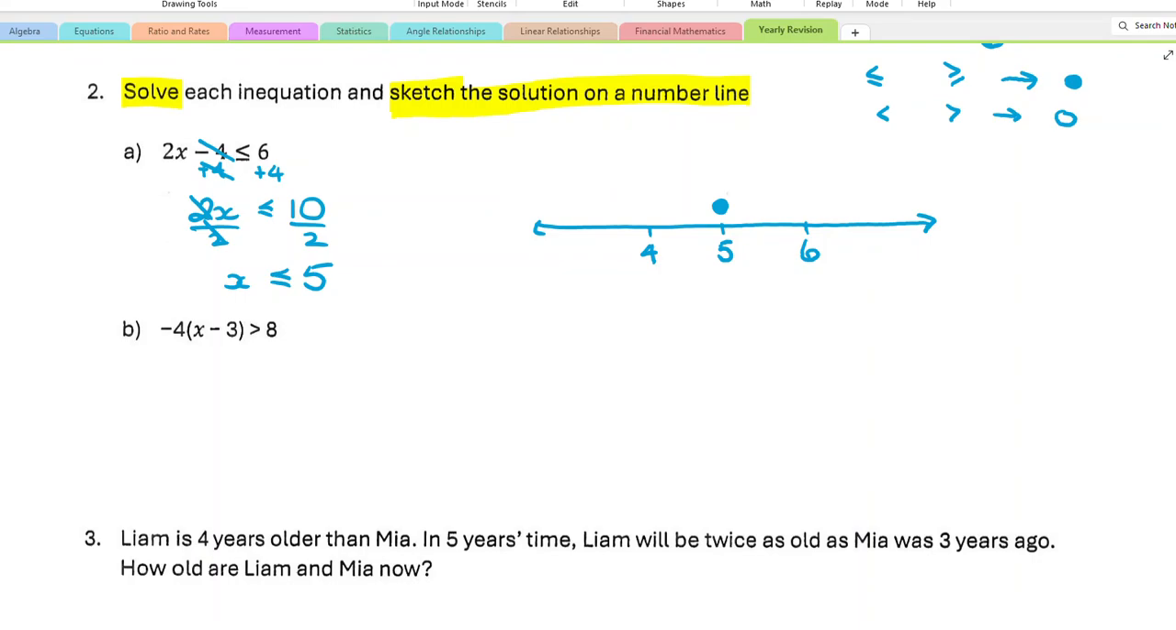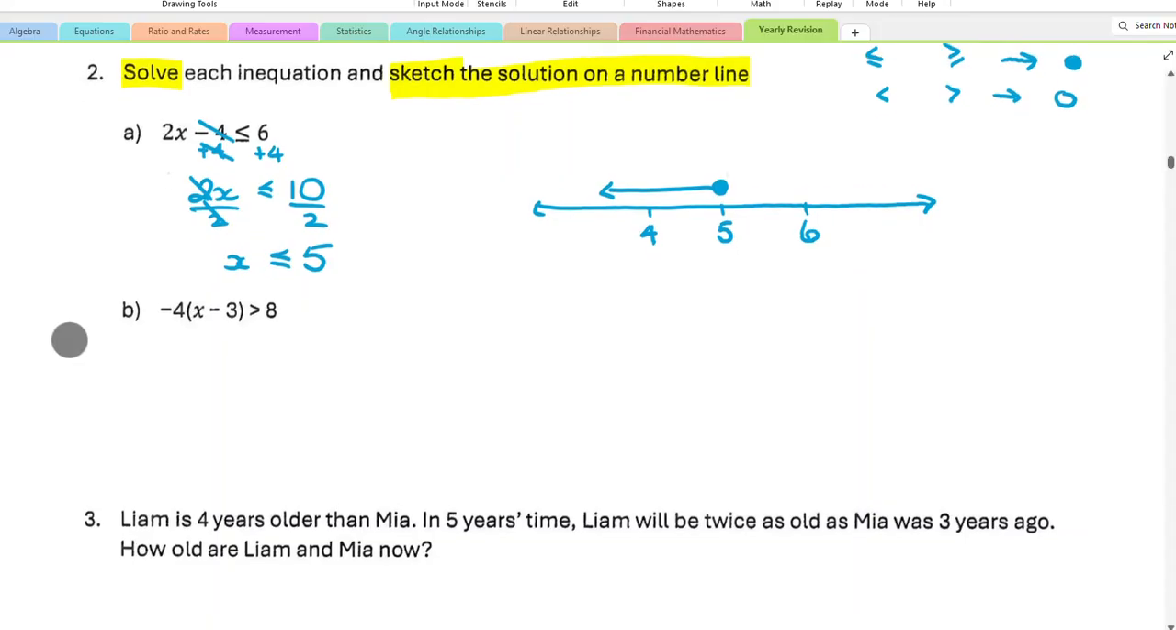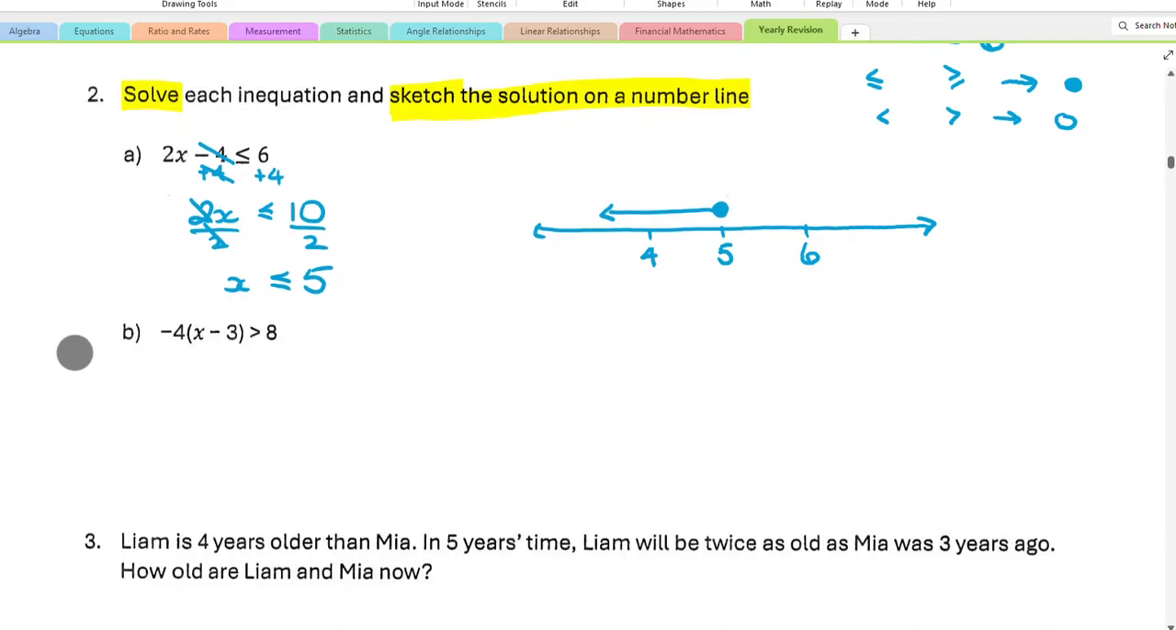And then I want to point to all the values that are less than 5, which means that I'm going towards the left. And that's it. Moving on to part B. To solve this, again, I'm not going to expand the brackets. Instead, I'm going to divide by -4, which will get rid of the number in front of the bracket.